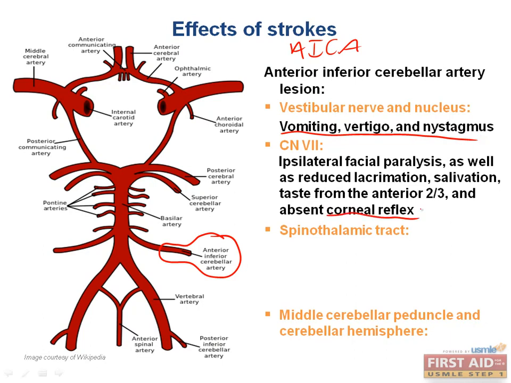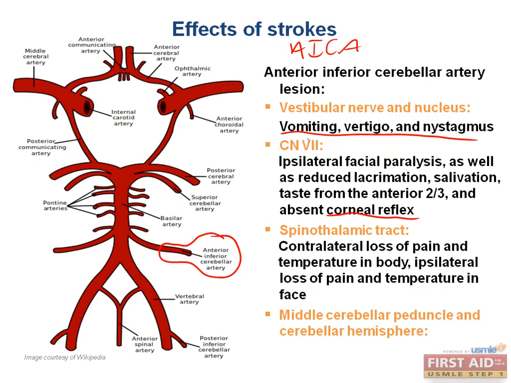This is actually kind of an important point, because many times when we think of cranial nerve 7, we restrict it to its impact on the tongue and taste and its involvement in the face. But the corneal reflex is actually a very good test for cranial nerve 7, and so you should try to remember that. Then with the spinothalamic tract, of course, this is important for pain and temperature, so we'll have those losses.